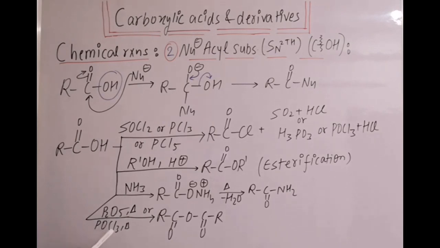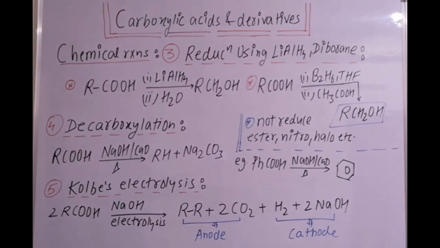Next reaction, P2O5 or POCl3 or H2SO4, which are dehydrating agents. So how many moles do we take? 2 moles of carboxylic acid, and from 2 moles simply H2O is released, which is removal of water, that is anhydride formation, and we get the acid anhydride group. These are the reactions in which the CO bond is cleaved.